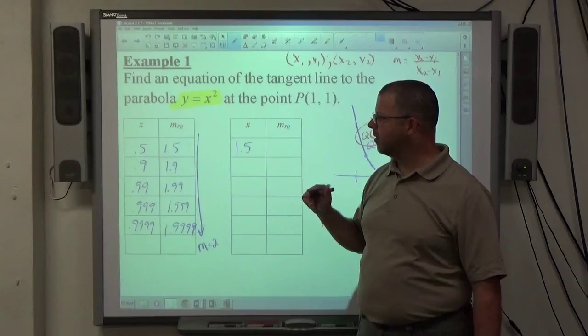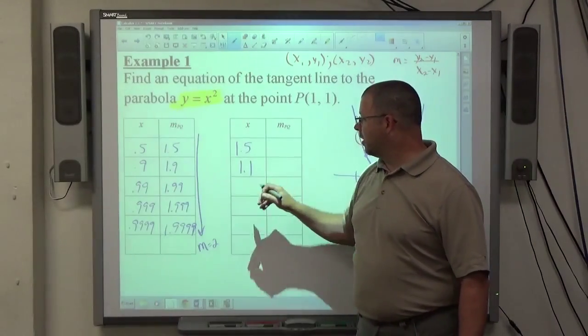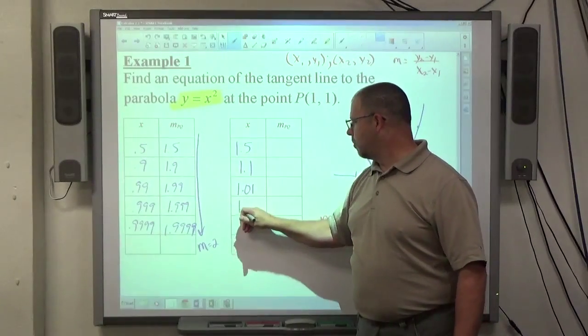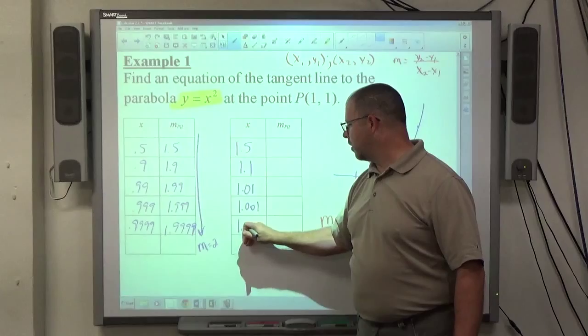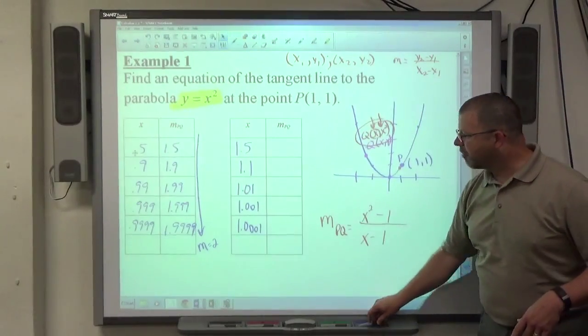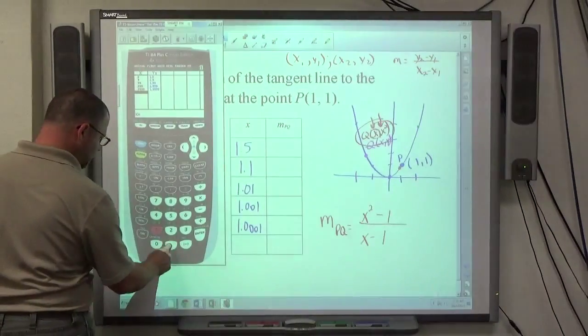How about closer than that? See how I jumped from 0.5 to 0.9? 1.1. 1.1 is a good one. And then one closer than that would be 1 point, start adding zeros, 1.01, 1.001, 1.0001. Again, just getting as close as you possibly can from the right-hand side. We throw those numbers in.